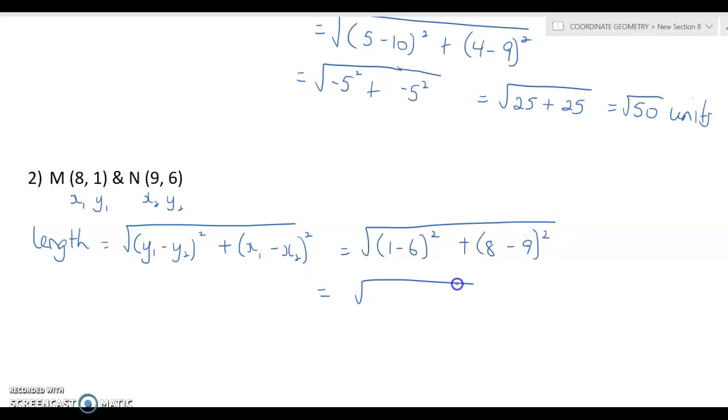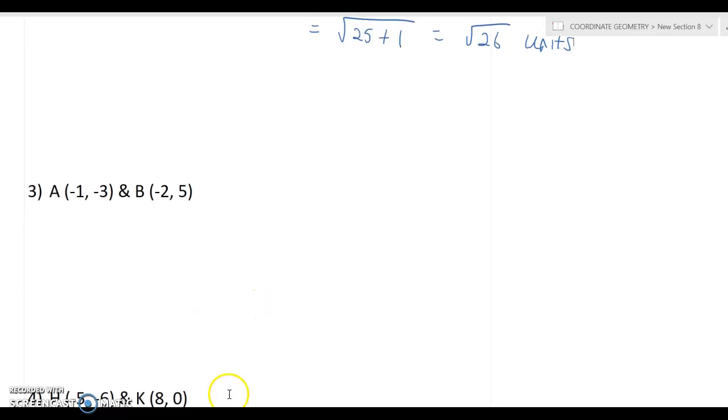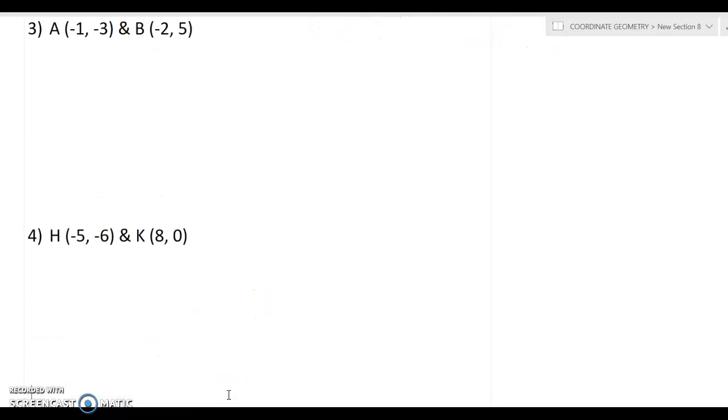So we're going to get the square root of 1 minus 6 is minus 5 squared, plus 8 minus 9 is minus 1 squared. So minus 5 squared is minus 5 by minus 5, which is 25. Minus 1 squared is negative 1 by negative 1, which is 1, right? So this is the square root of 26 units. Again, you could use a calculator, as I said, right? Right, so far so good. And then we just have 2 more questions we're going to look at here.